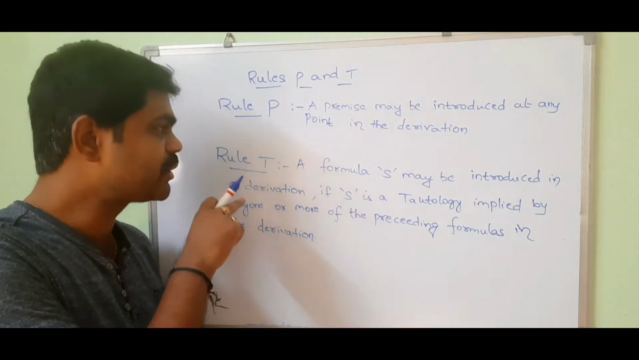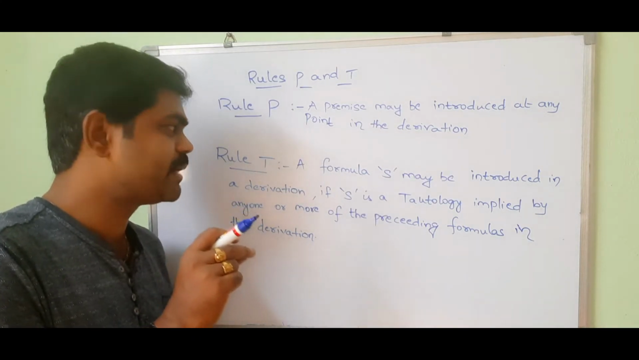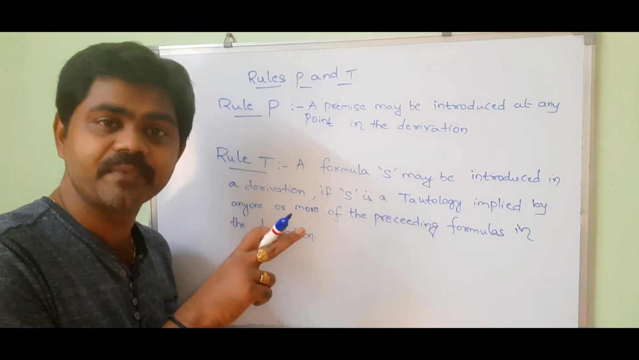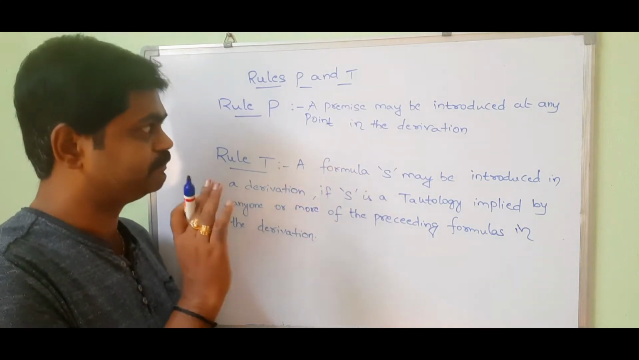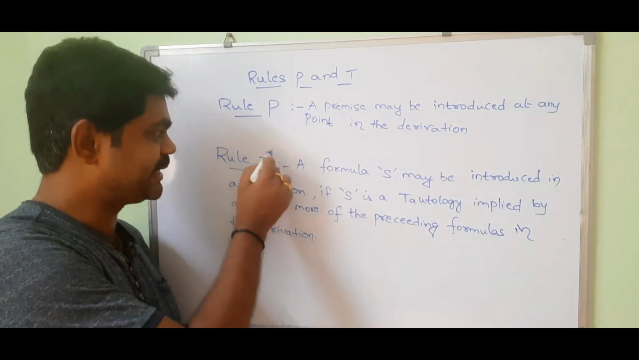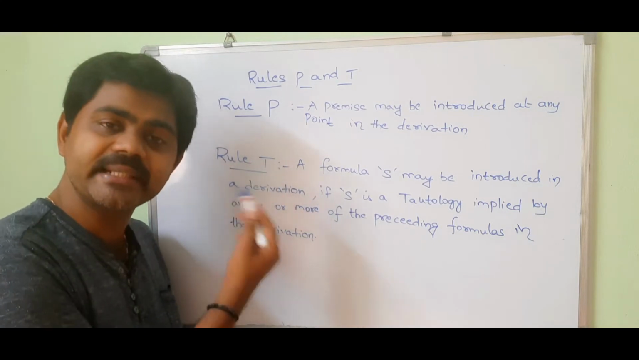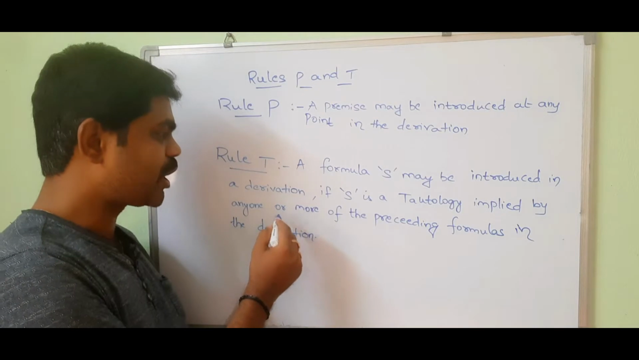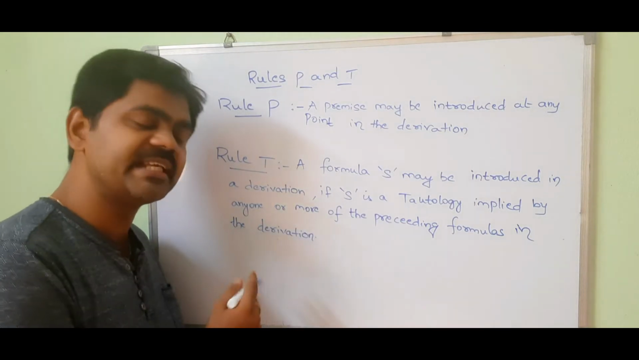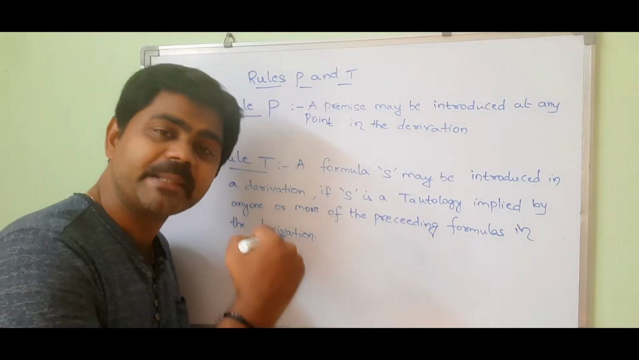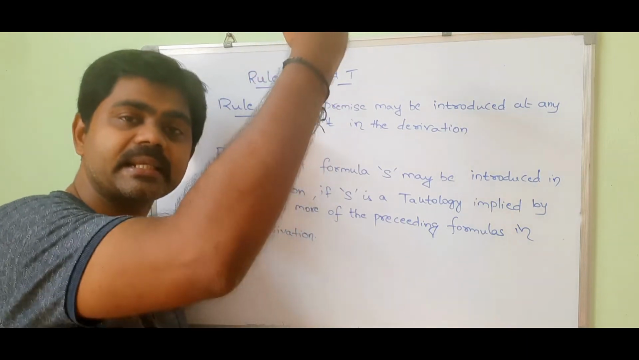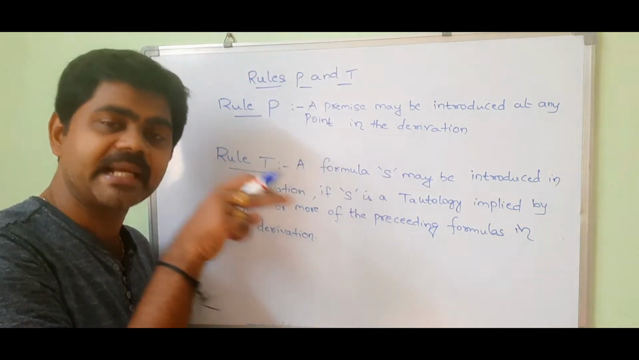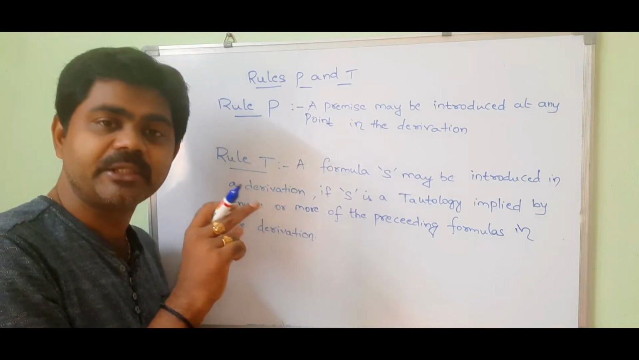Okay, what about rule T? A formula S may be introduced in a derivation if S is a tautology. Here T means tautology. Let us assume that, so that you can easily remember. If S is a tautology implied by any one or more of the preceding formulas in the derivation. So it can be the preceding formulas which are above in the derivation or at the current step. So it should be a tautology.